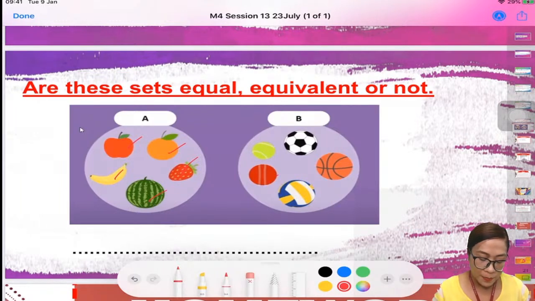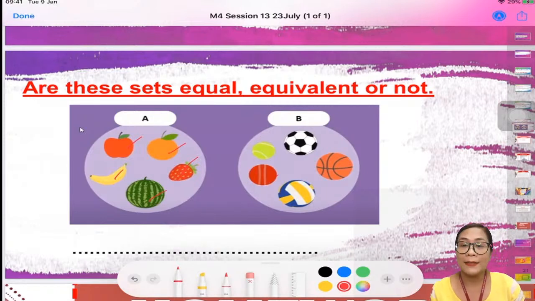So you have A and B. So are they equal? It's easy to look. Do they have exactly the same elements? If yes, the answer is equal. So are they equal, students? Okay, are they equal? My question is, are they equal? Do they have exactly the same elements? A and B, do they have exactly the same elements? Yes or no? You're giving the answer now. So are they equal or not?